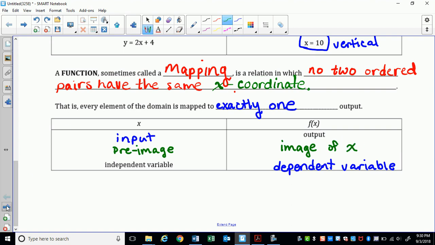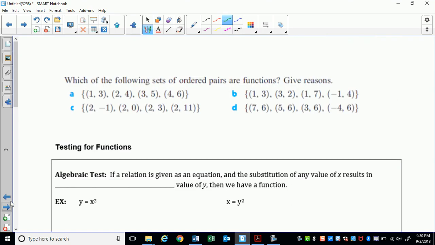Alrighty, go ahead and flip your paper over. It says, which of the following sets of ordered pairs are functions? So let's look at this one. We have all different x values, and we have all different y values. So this is definitely a function, right? So you can write down, yes, it's a function.